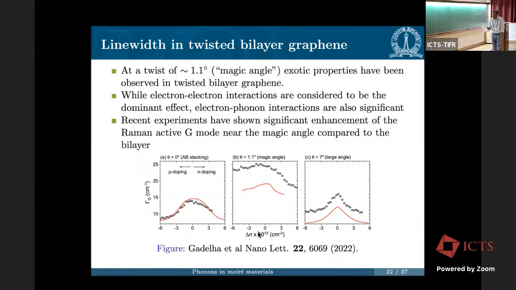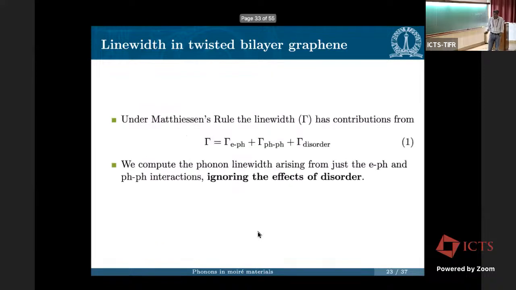But people do worry about electron-phonon interactions in these systems as well. And so what we wanted to do was get a sense of how important these electron-phonon interactions are. One way in which you can think about this is, if the Raman line width is increasing, it is coming from the electron-phonon interactions, and that gives you some idea of how important such things might be.